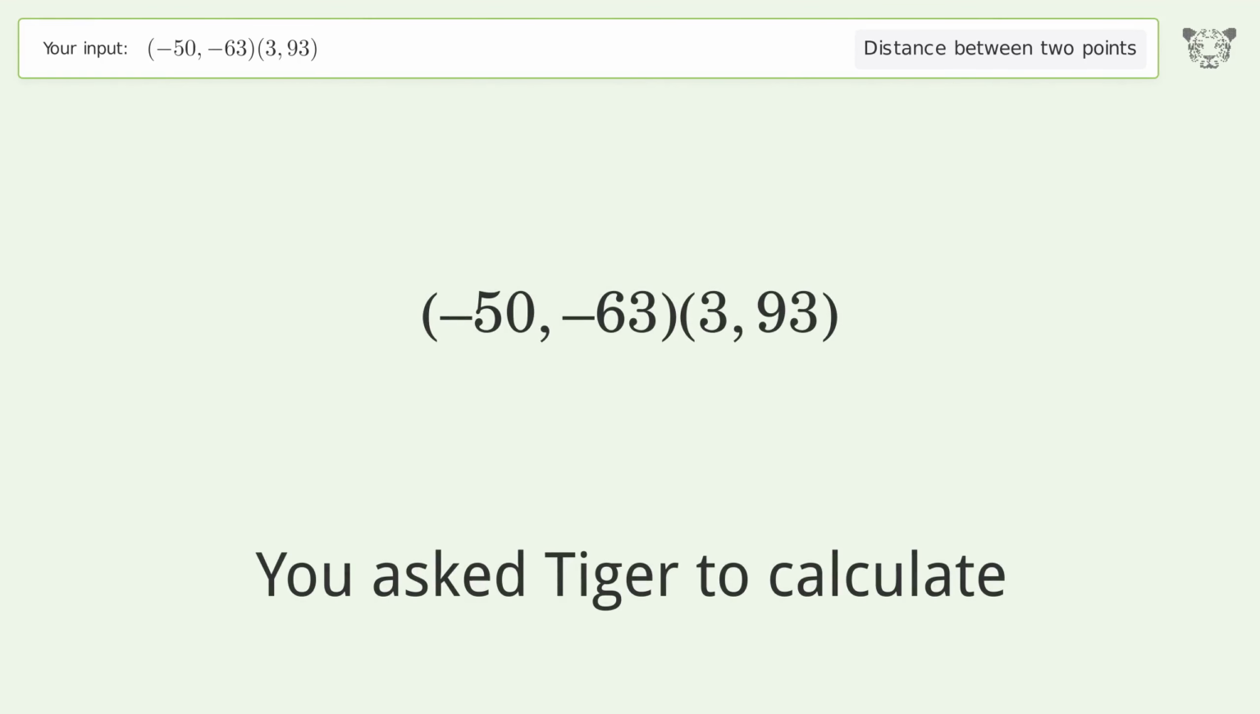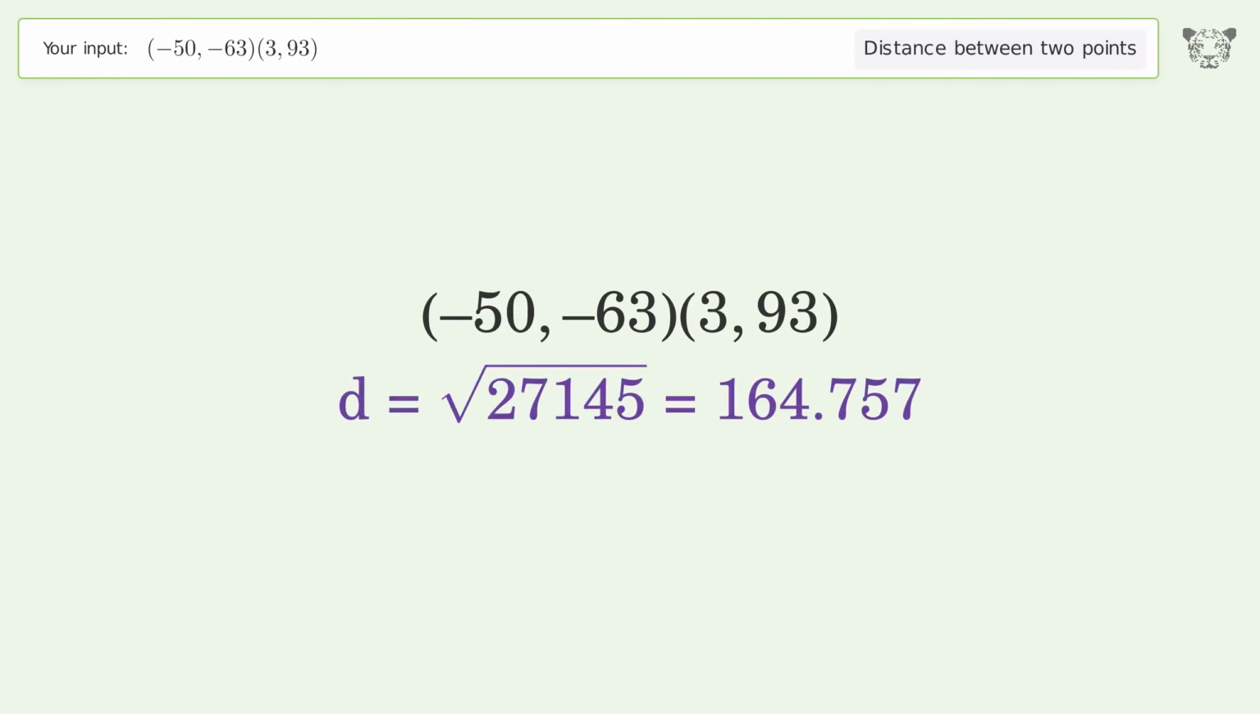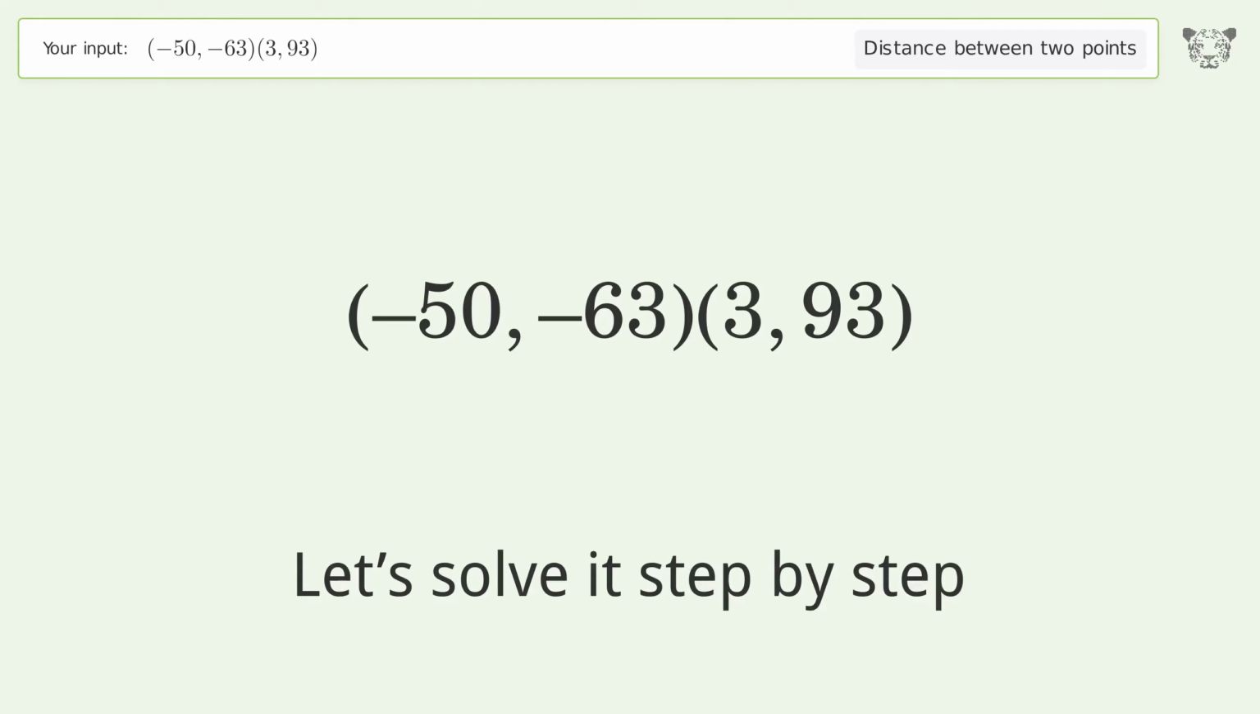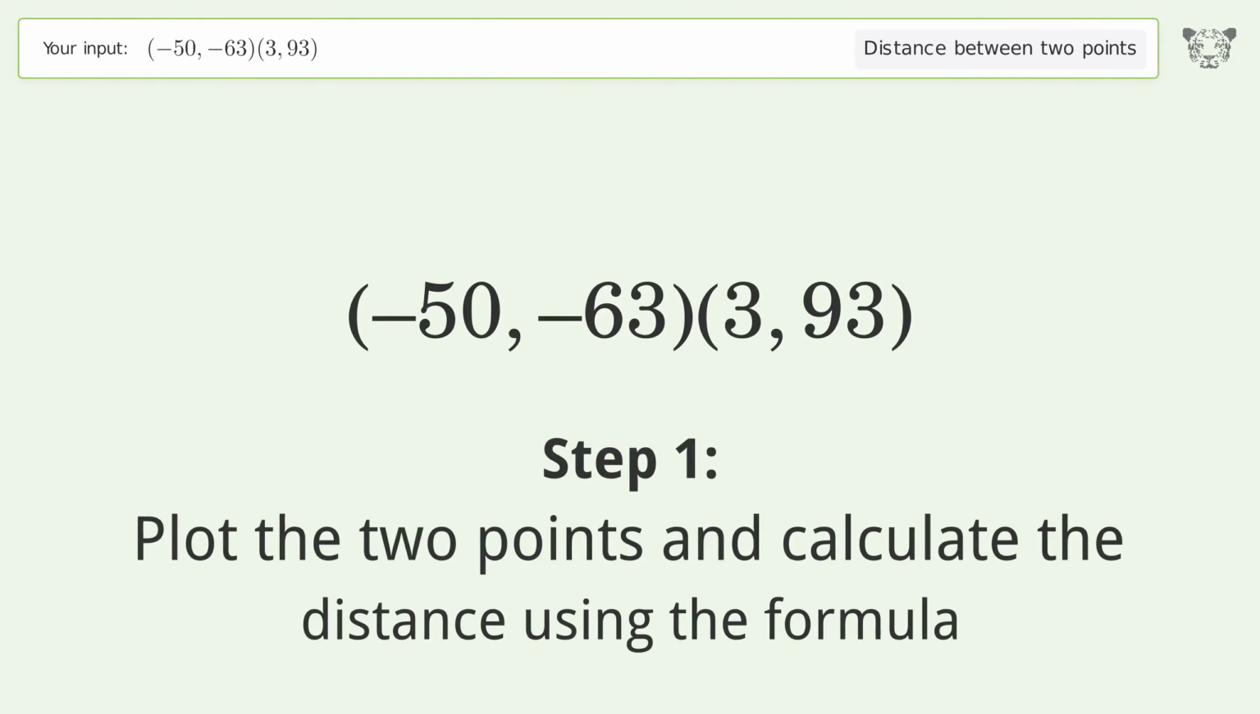You ask Tiger to calculate. This deals with the distance between 2 points. The distance between the 2 points is the square root of 27,145, or 164.757. Let's solve it step by step. Plot the 2 points and calculate the distance using the formula.